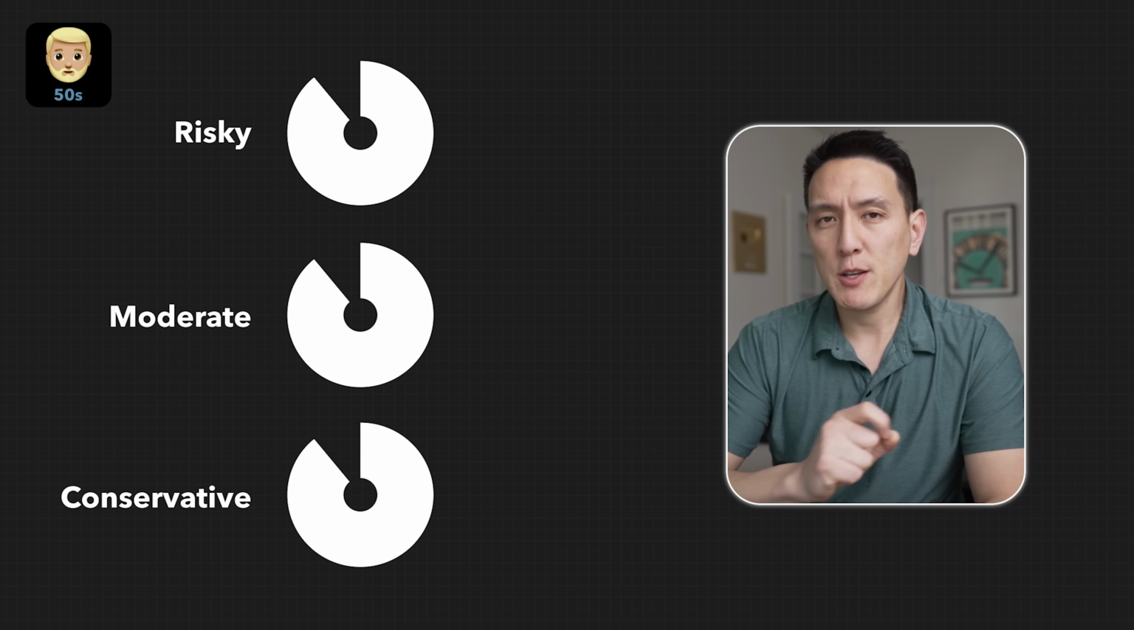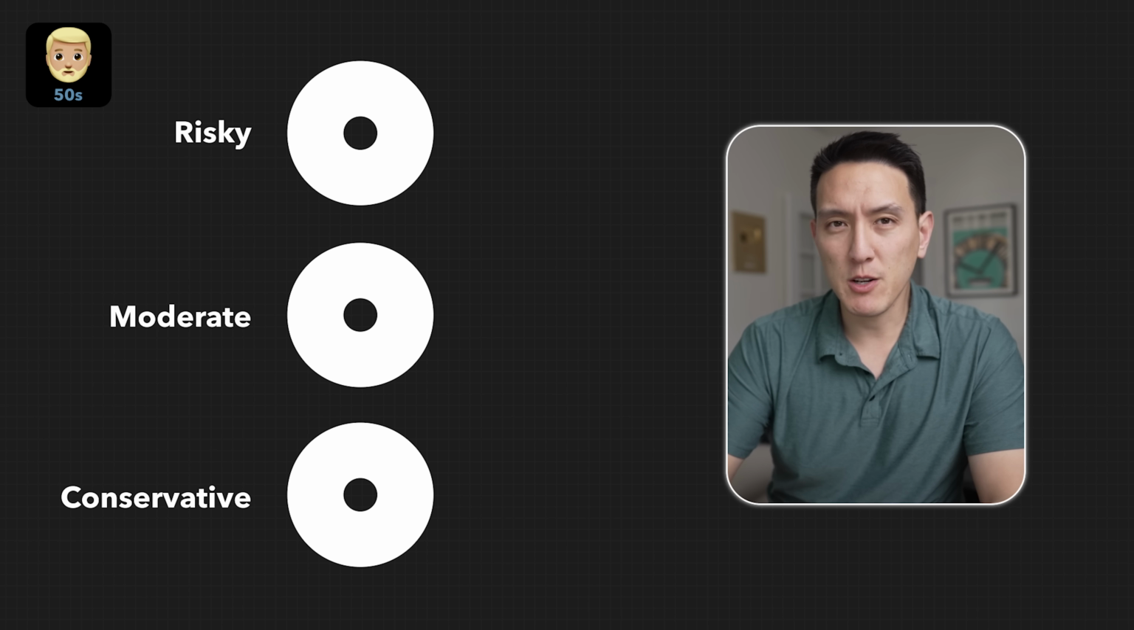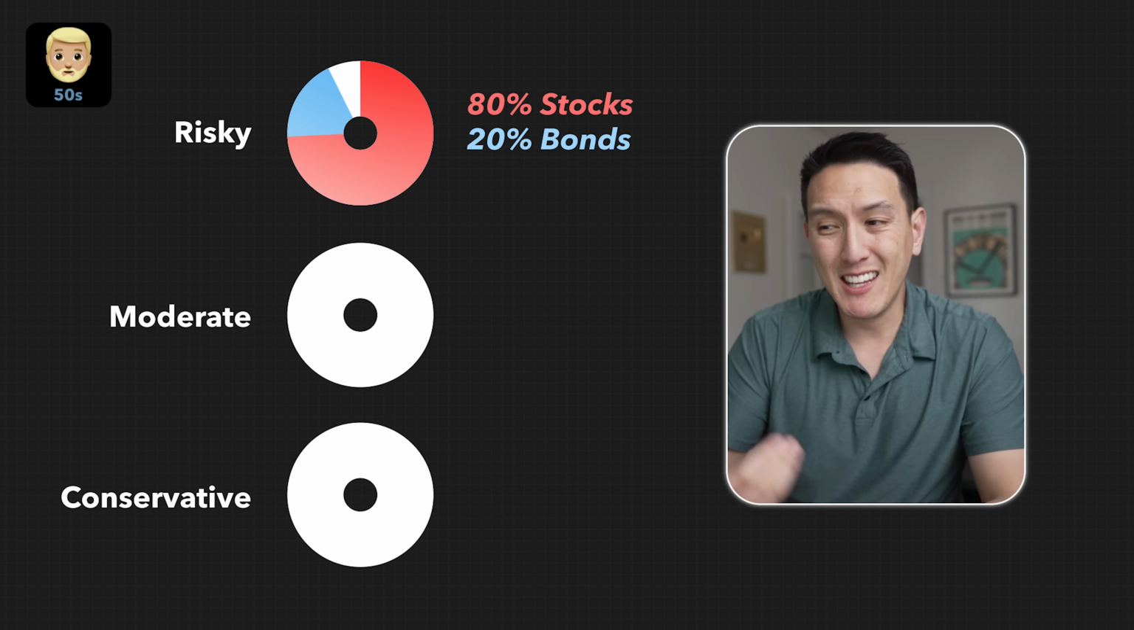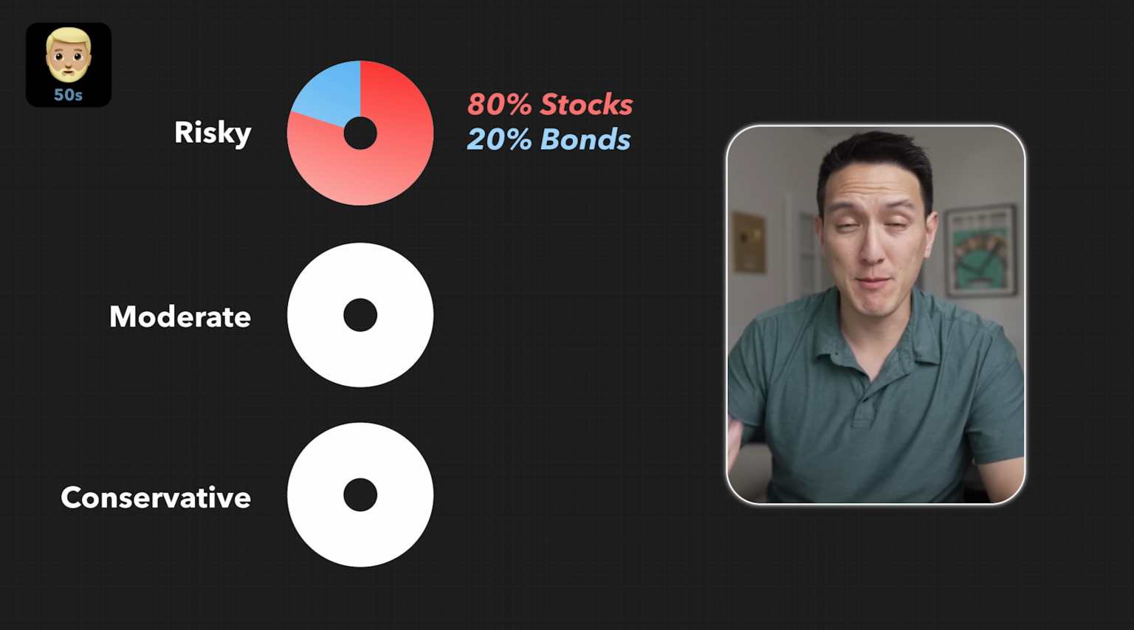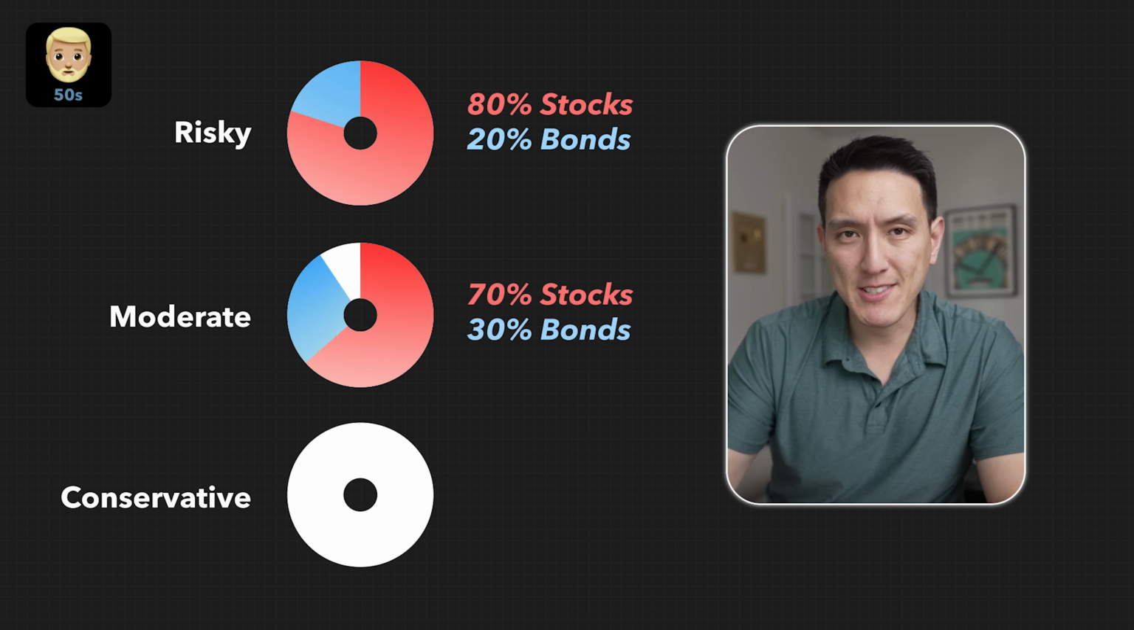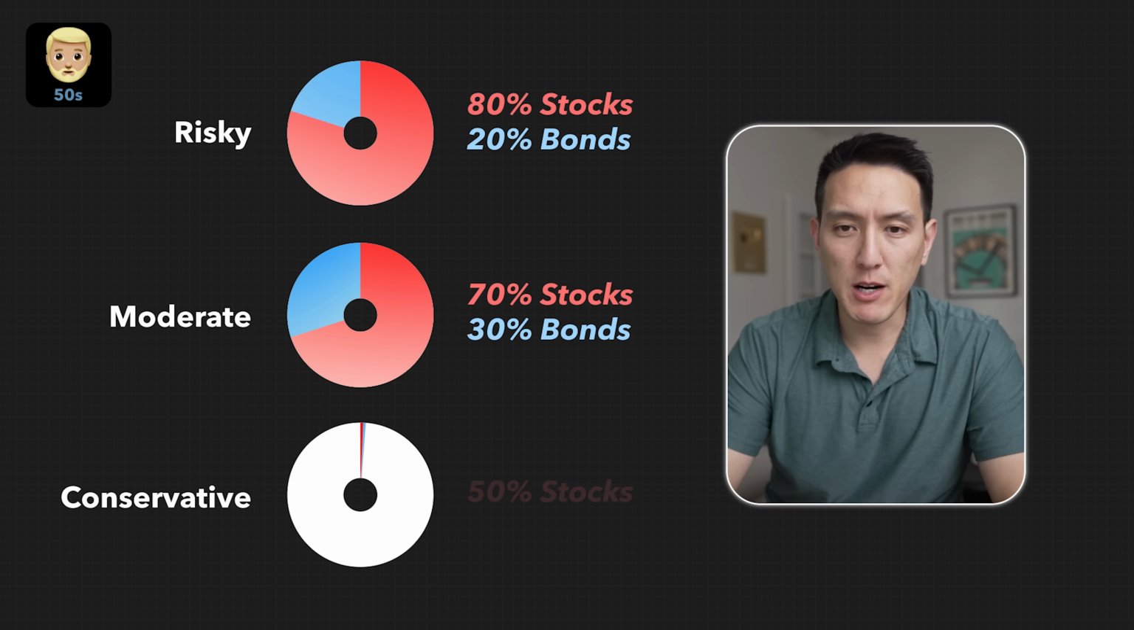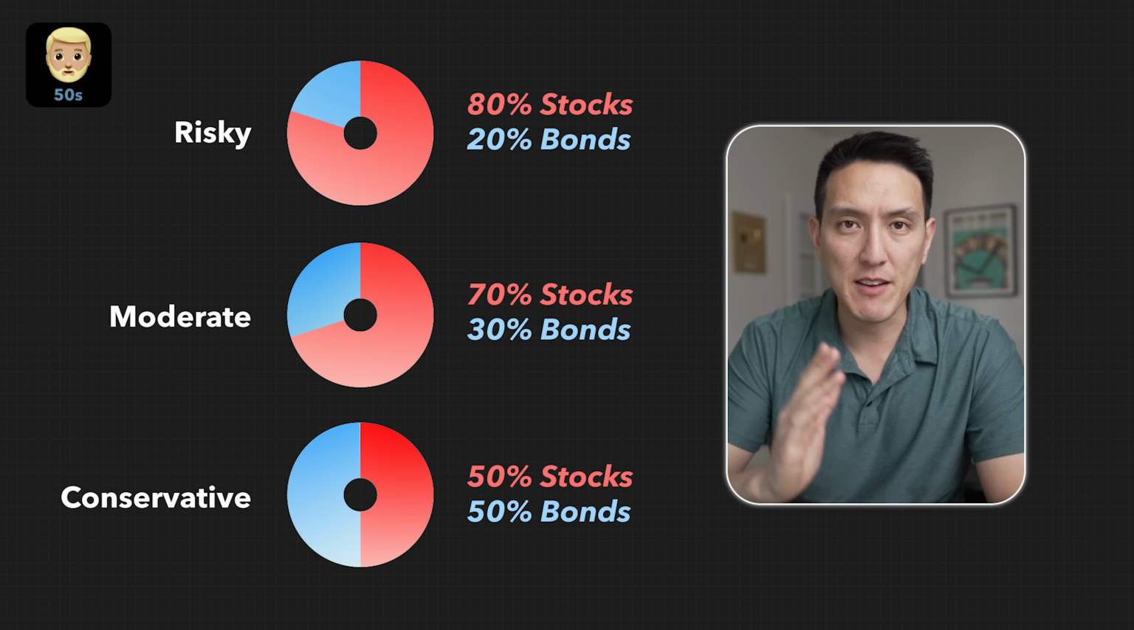All right, as you enter your decade of the 50s, this is when you should start thinking about, okay, it's going to be time to retire in the next 10 to 15 years. So the most aggressive that you should probably be in your 50s is going to be something like an 80-20 split, and even that seems a little bit too risky in my opinion. The more moderate approach has us at 70-30 for stocks and bonds, and the conservative approach has us at 50-50.